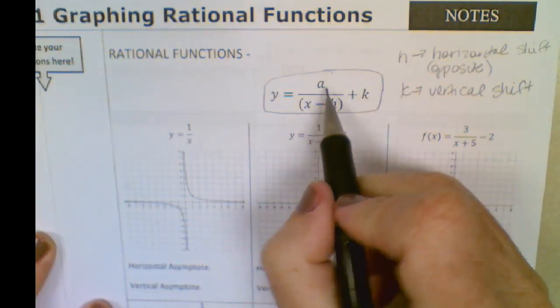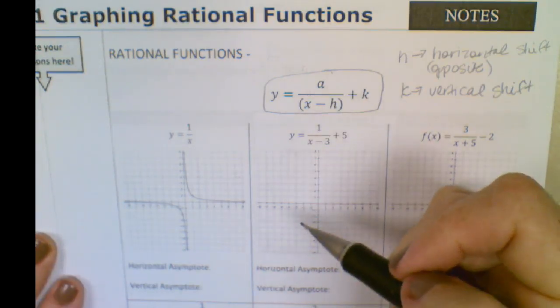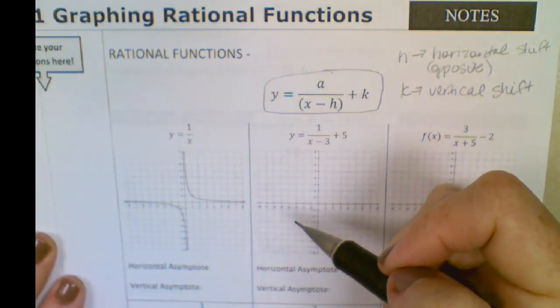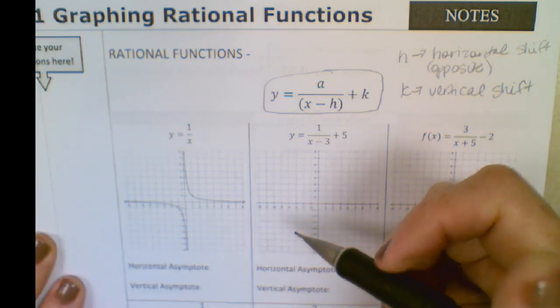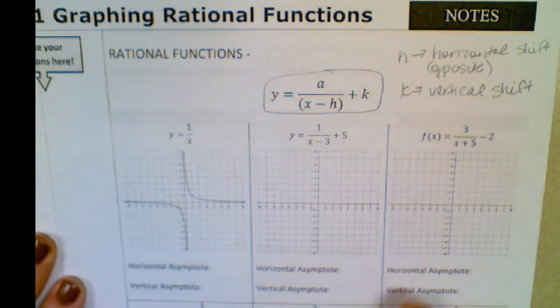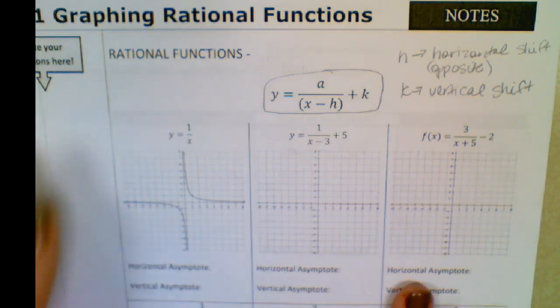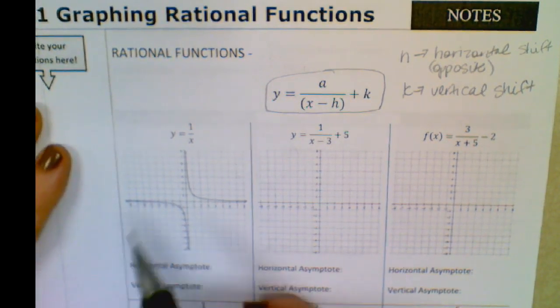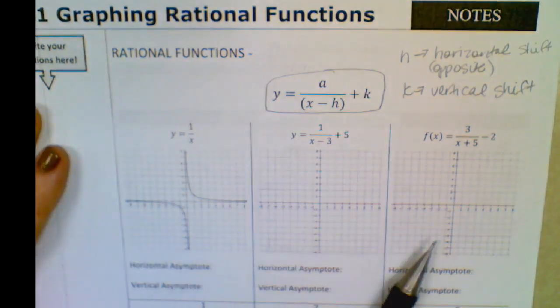And that a is a little bit different here. In other functions, it tells us how much our function stretches or compresses, but really in rational functions, it tells us how far away from the middle that we are. So kind of a stretch, but a little bit different. Okay, so here's the parent function for a rational expression.